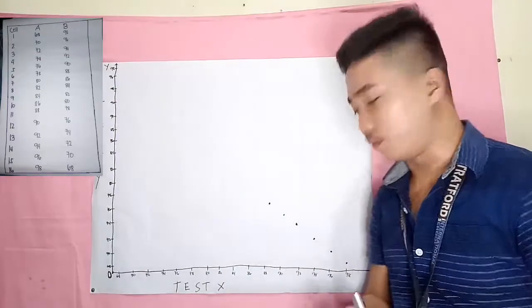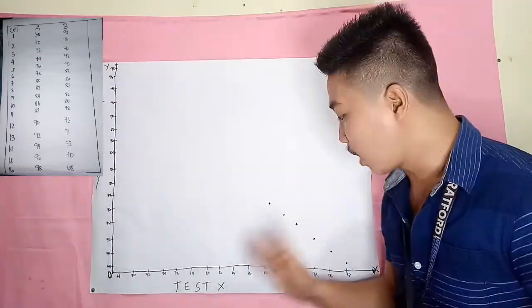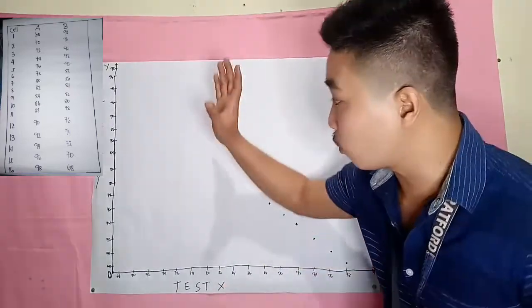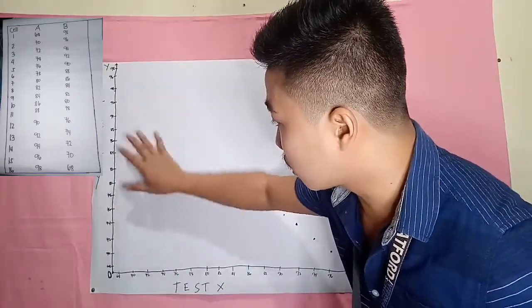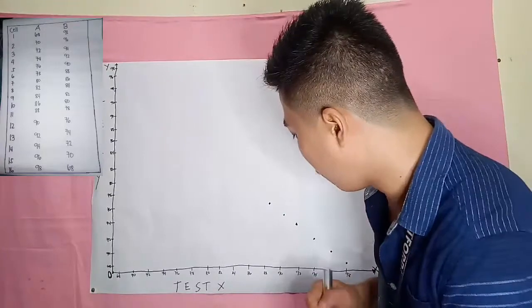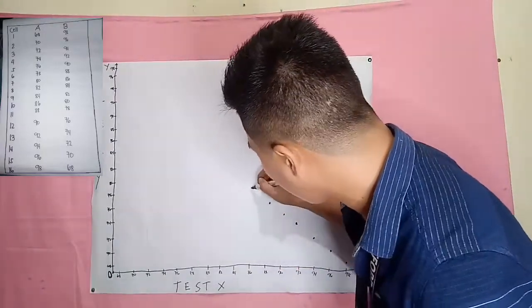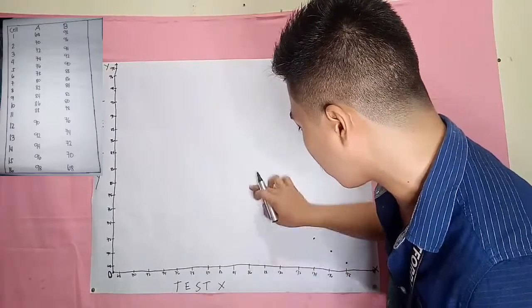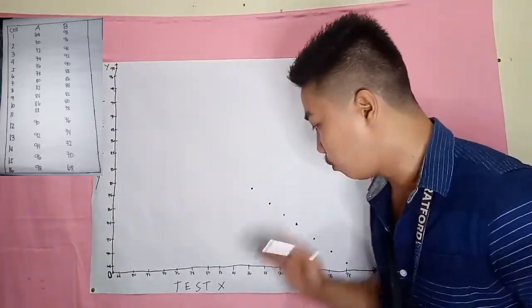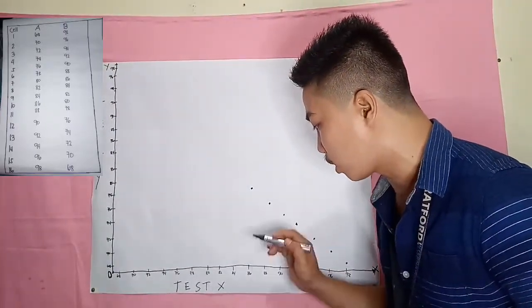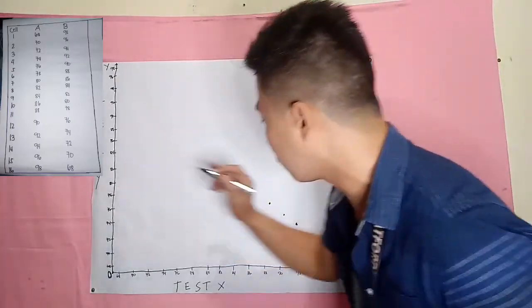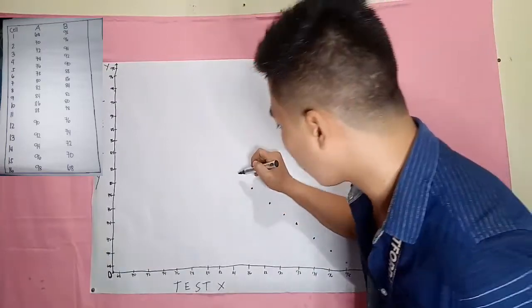So another, if the student gets a high score of 86 in the test X, the student will get a low score in the test Y, which is the 78. Now let's put a dot here, connecting the 78 and 86. Now another, if the student gets a high score in the test X of 84, the student will get a low score of 80 in the test Y.